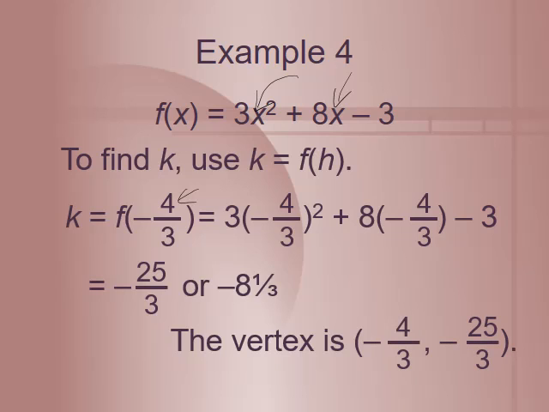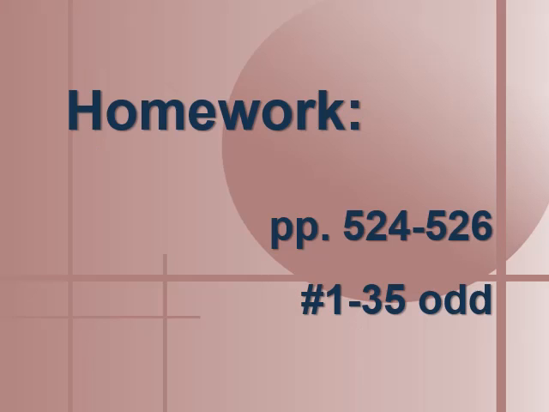And then the last step in our instructions for this is to actually graph this problem, but you guys know how to do that, so we're not going to go over that. Go ahead and get started on your homework. It's 1 through 35 odd.